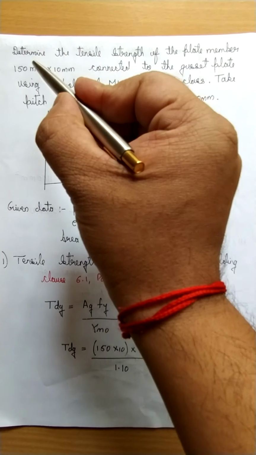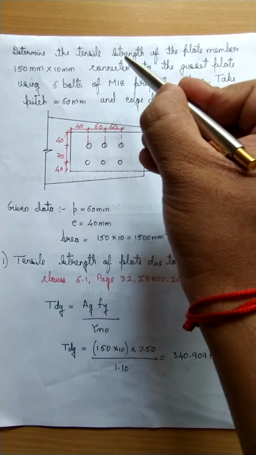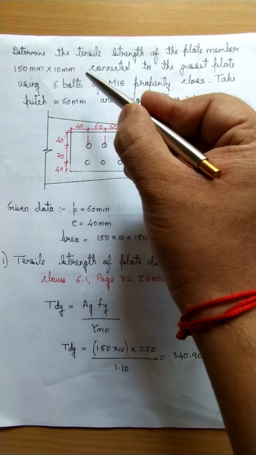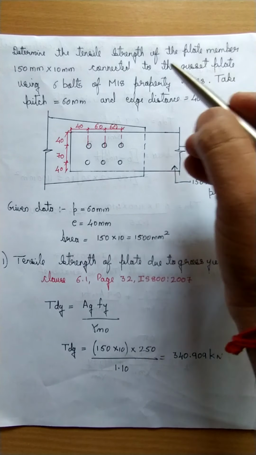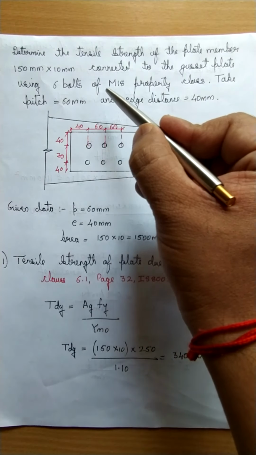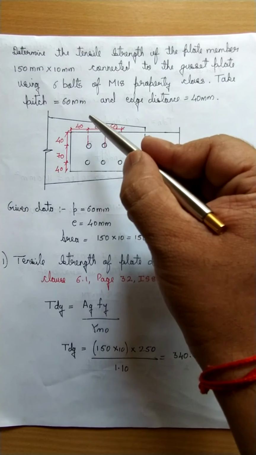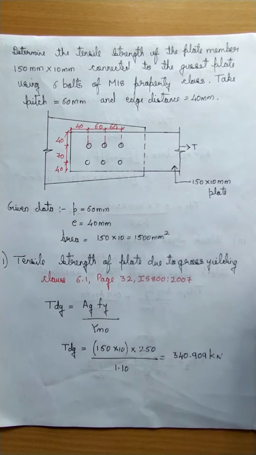So I read the question. Determine the tensile strength of the plate member 150 by 10 mm connected to the gusset plate using 6 number of bolts of 18 mm diameter, property class. Take pitch equal to 60 mm and edge distance equal to 40 mm. Now this is an analysis numerical wherein all the data has been given.